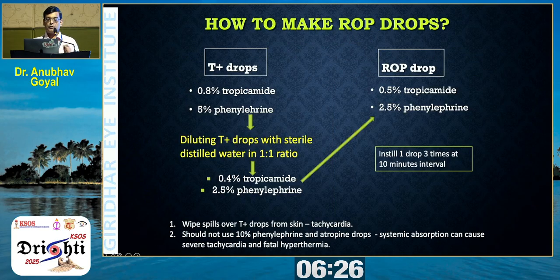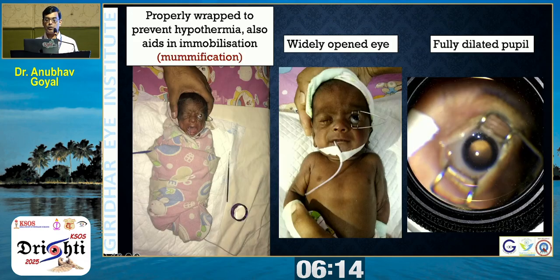How to make ROP drops? ROP drops are exactly half the concentration of normal adult Tropicamide plus phenylephrine drops. So if you dilute them with normal saline or CMC in a 1:1 ratio, it will be nearly ROP drops, and you need not use special ROP drops. The baby should be nicely warmed, kept warm and mummified during this procedure, because babies are very vulnerable to hypothermia during that time. And the eye should be properly dilated for a proper screening.